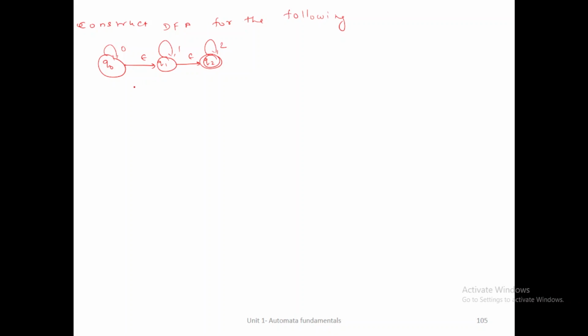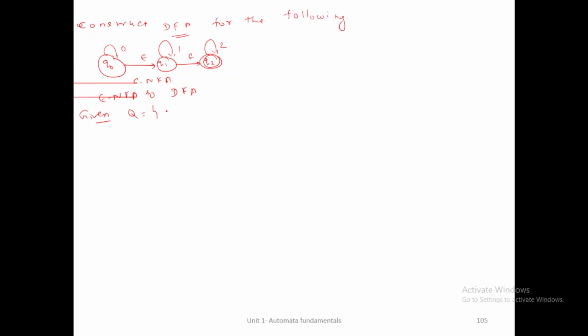So this is the given diagram. This diagram contains epsilon flow in it. So this diagram is an epsilon NFA and they are asking for epsilon NFA to DFA. So the problem is conversion of epsilon NFA to DFA. This is the problem. First, we should write the given values.